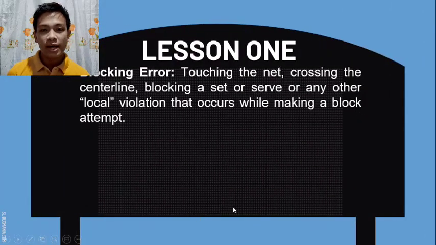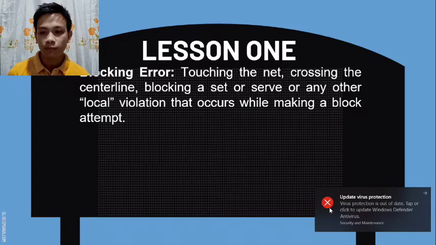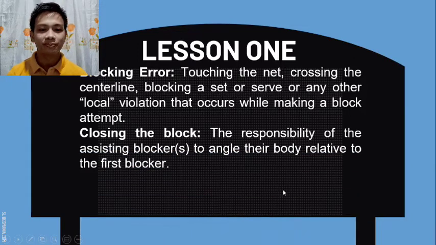Alright, next, blocking error. Kung meron tayong attack error, merong blocking error. So, touching the net, crossing the center line, blocking a set or serve, or any other local violation that occurs while making a block attempt. So, hindi allowed na mag-block during a serve. Kunyari, kayo yung receiving team and yung opponent nyo is yung serving team. Tapos, serving pa lang, nag-block kayo, automatic blocking error. One example.